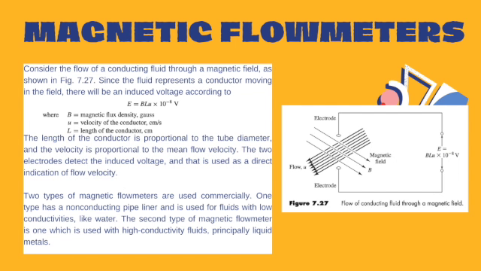Two types of magnetic flow meters are used commercially. One type has a non-conducting pipe liner and is used for fluids with low conductivities like water. The second type of magnetic flow meter is one which is used with high conductivity fluids, principally liquid metals. These are magnetic flow meters.